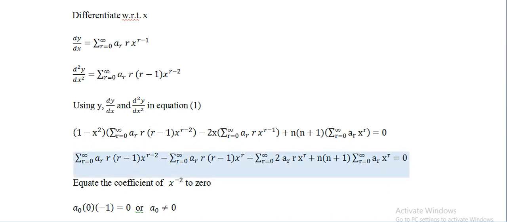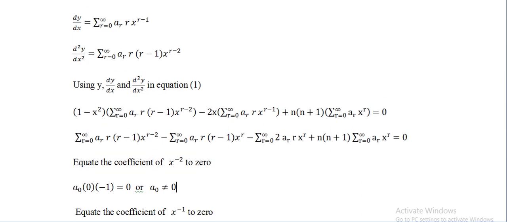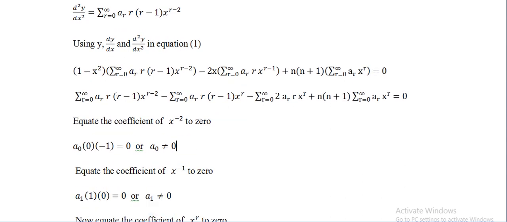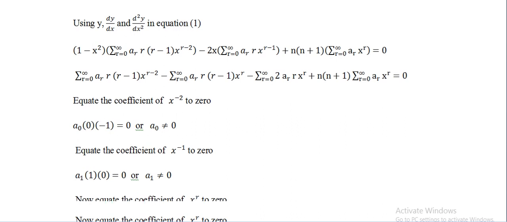Now substitute r equal to plus 1. So if r equals 1, the power of x becomes minus 1, here plus 1 and plus 1. So we take only x raised to minus 1. So the second term becomes, after equating x raised to minus 1, a1 times (1 minus 1) is 0, which is equal to 0. So here also a1 is not equal to 0.